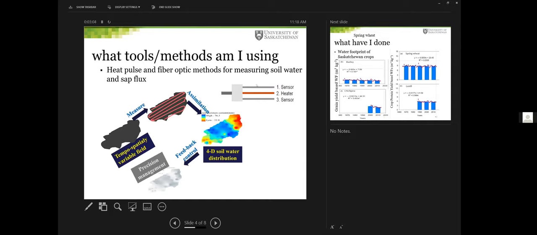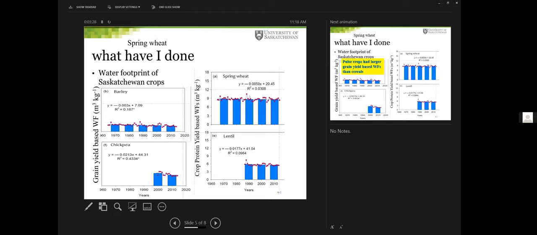And the heat pulse probe is very simple. You have a sensor probe, which is a temperature sensor and a heating element. From the response of the soil or plant tissue to the heat, we can measure a lot of things about the soil and plant tissue. And what I have done is some water footprint analysis of Saskatchewan crops. As a professor in agriculture, we are interested in crop water use efficiency. Well, the water footprint is one measure of that. So this is some of the results.